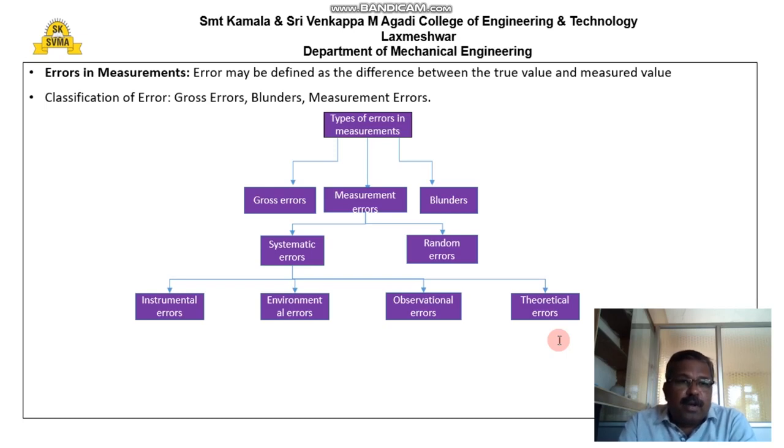Every time there is a question on measurements: define measurement and give the classification for this. It can be asked for 8 to 10 marks. So you just give the answer in the general manner. Once again, errors are the difference between the true value and the measured value.